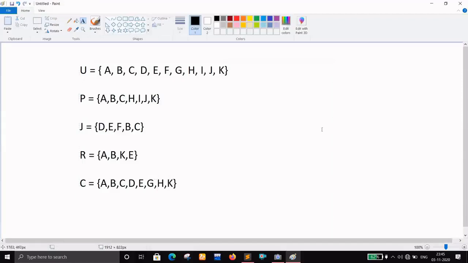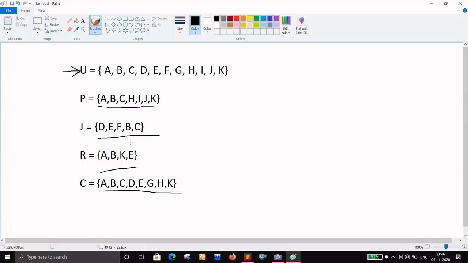Now, can you determine any other element than A, B, C, D, E, F, G, H, I, J, K? Can you see any other element other than these? Nope, you cannot. P has A, B, C, H, I, J, K, which is present inside U, right? J, with D, E, F, B, C, is also present inside it. R, with A, B, K, E, is also present inside it. C, with A, B, C, D, E, G, H, K, is also present inside it. So, universal set is that set.